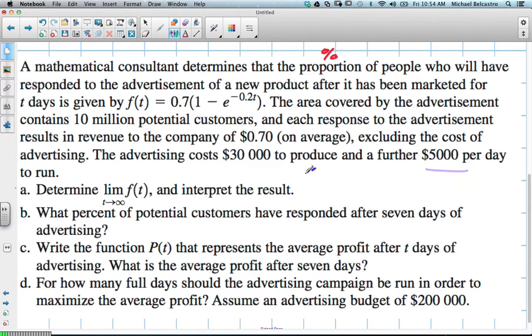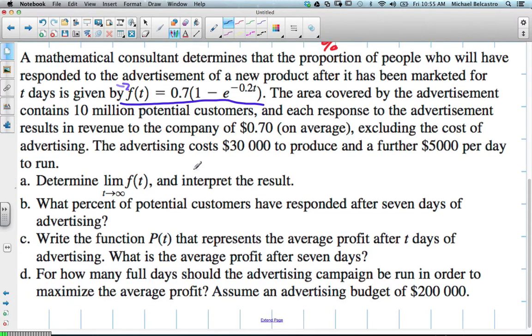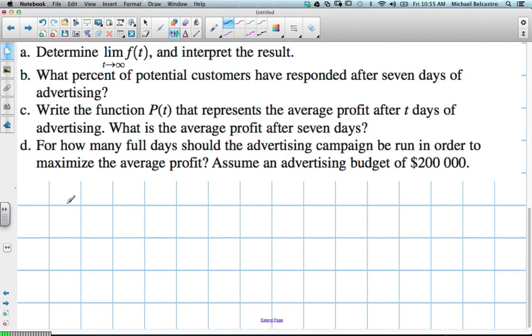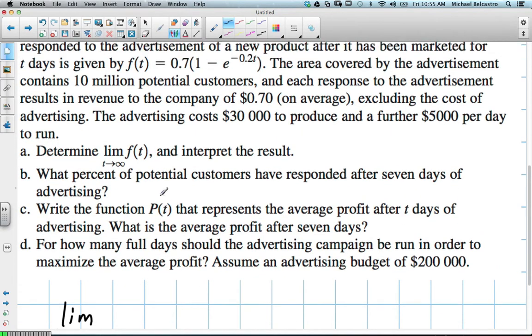Let's see what they really want from us in the first question, and then we'll go back and pick out the information that's important. Determine the limit of f of t when t is approaching infinity and interpret the results. So, f of t, we're just focusing on the equation to start, and we're looking for the limit as t is approaching an infinite value.